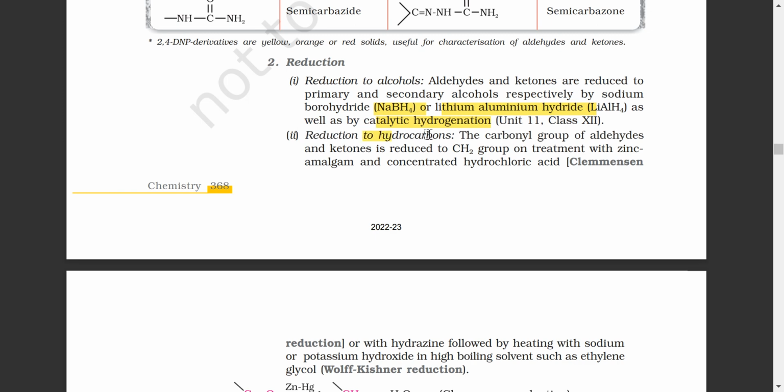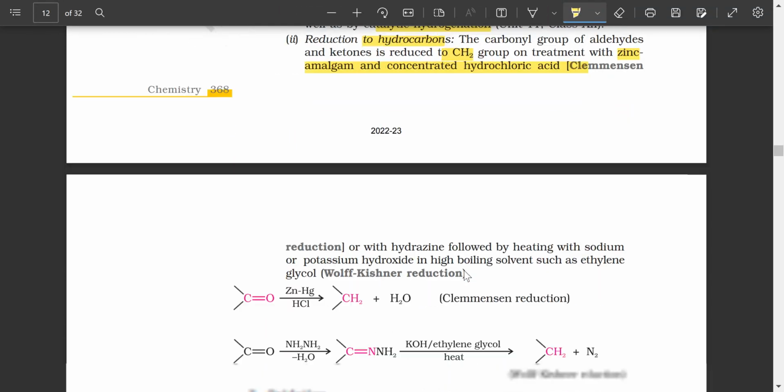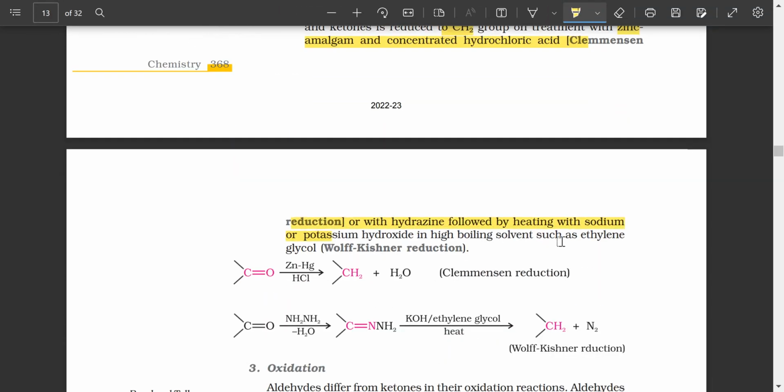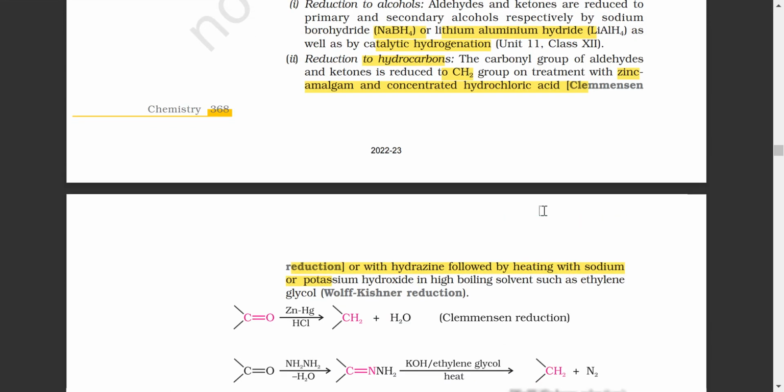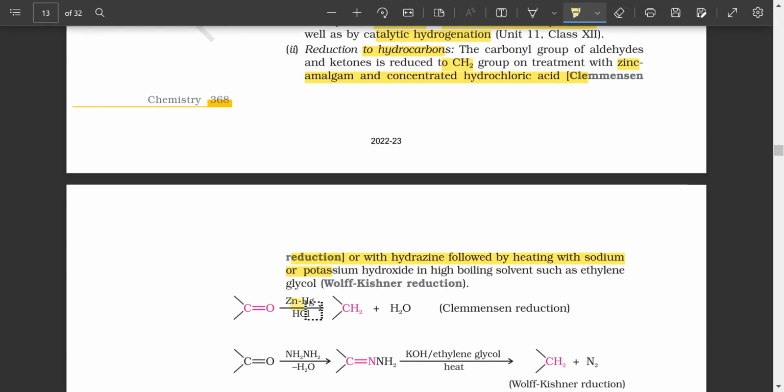Then reduction to hydrocarbons: the carbonyl group of aldehydes and ketones is reduced to a CH2 group on treatment with zinc amalgam and concentrated hydrochloric acid. This is Clemmensen reduction. Again, another name reaction. What you have to remember is the reagent and its functions. You will take zinc amalgam, meaning a fused compound of zinc with mercury, in the presence of HCl.